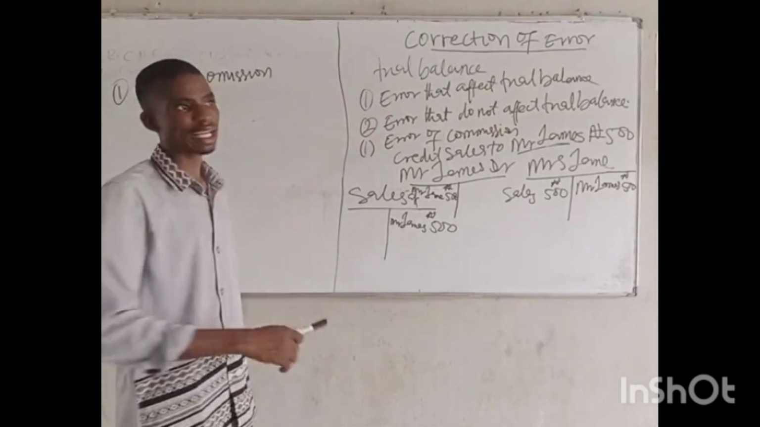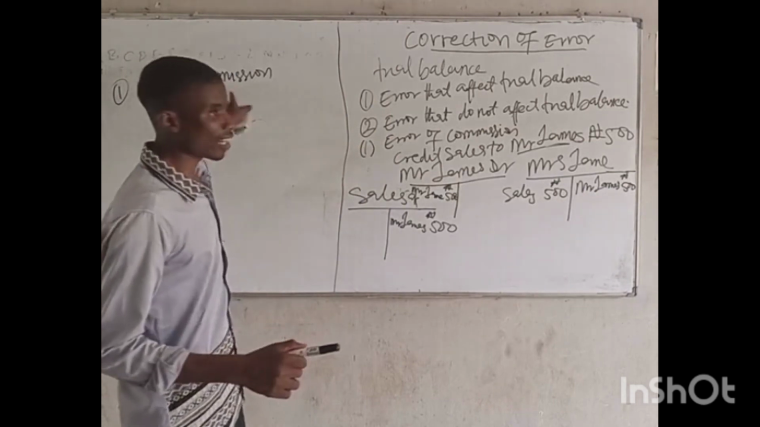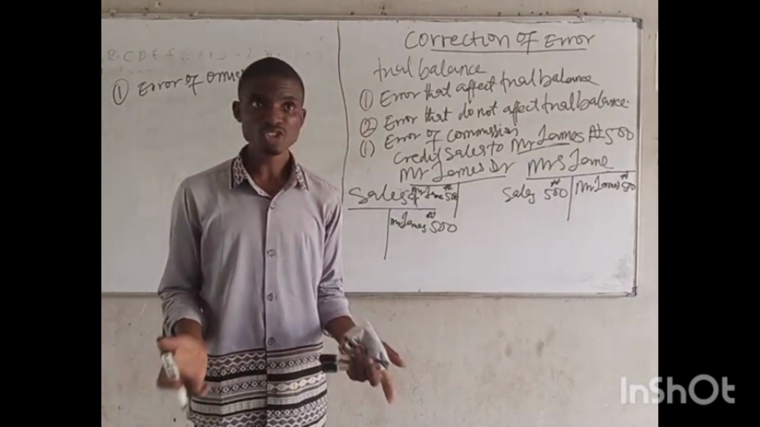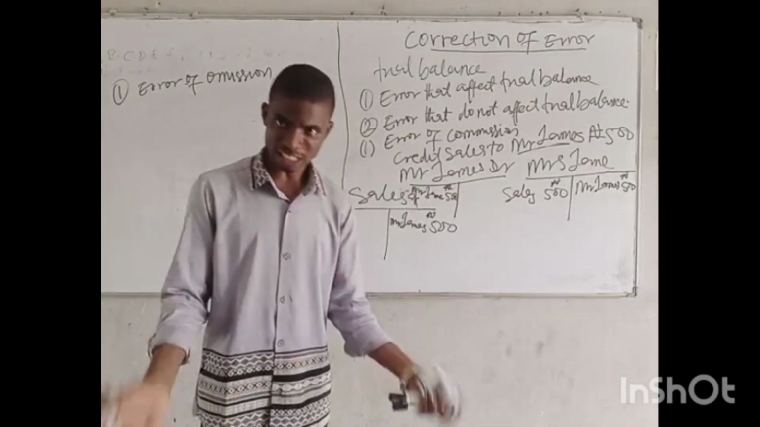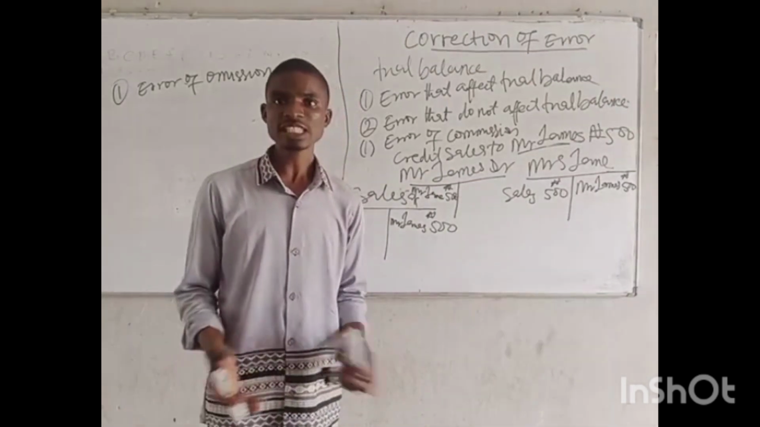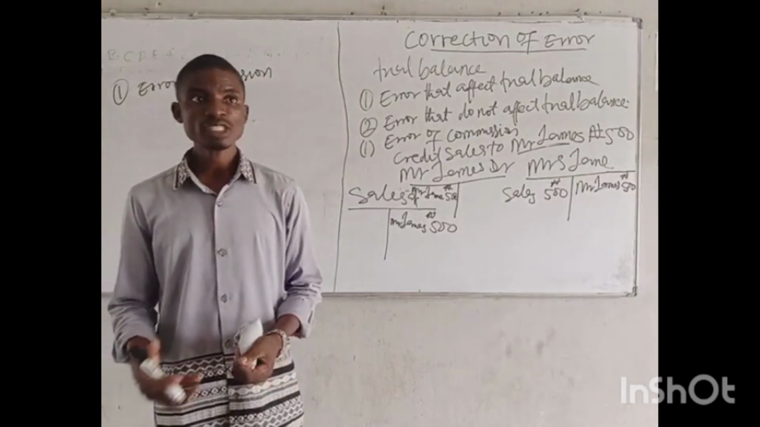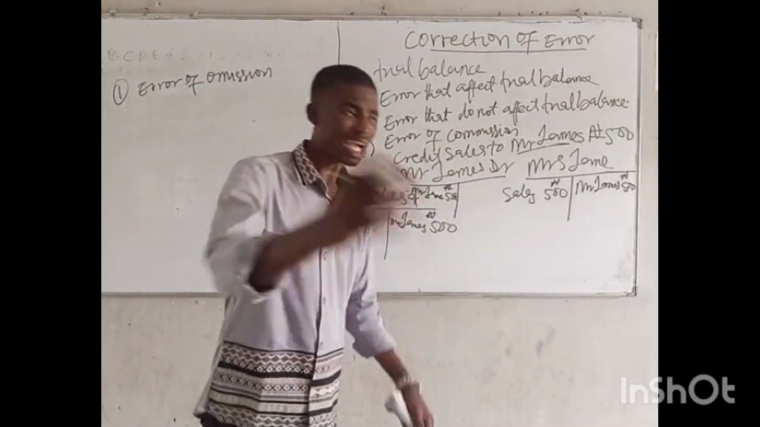And pass the entry. The reason why it is called the error that cannot affect the trial balance is that since no entry was made in the initial place, the bookkeeper has not done anything to warrant the disagreement of the trial balance. So it is not going to affect the trial balance. So when such errors are discovered, the correction is to go back and do what? And record it.